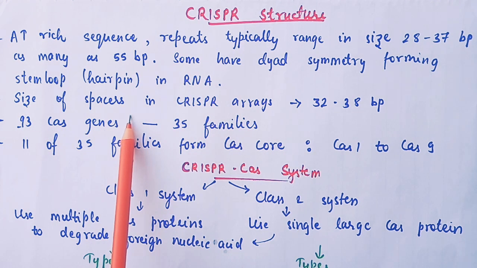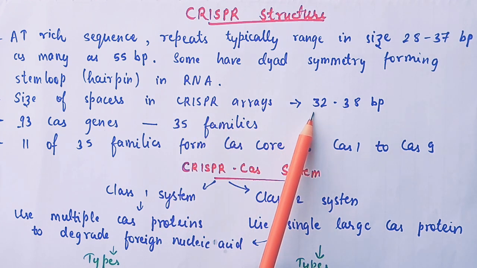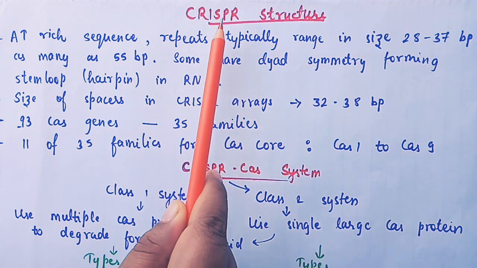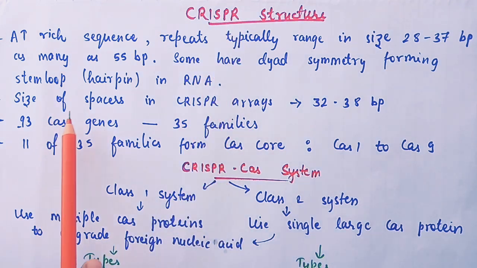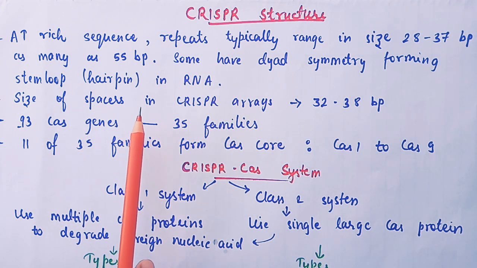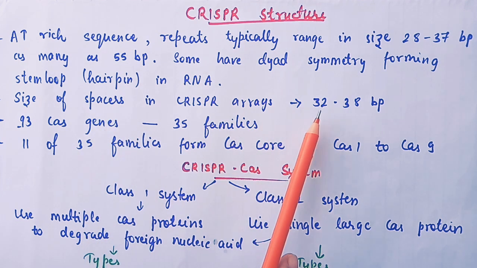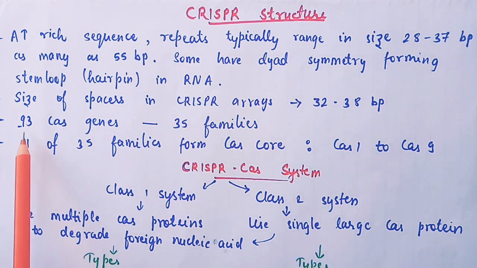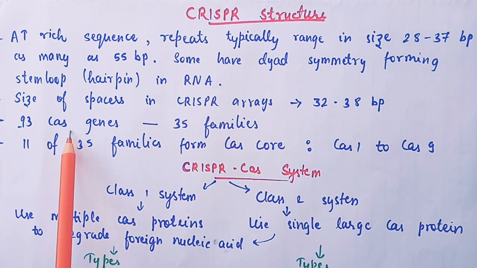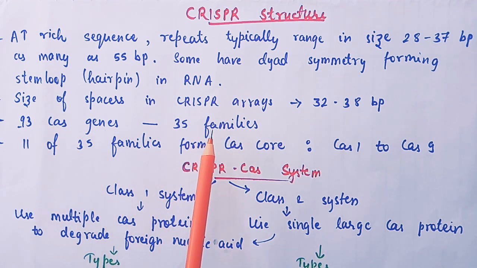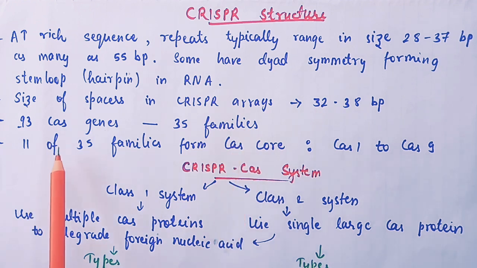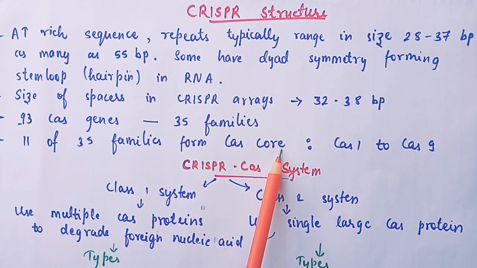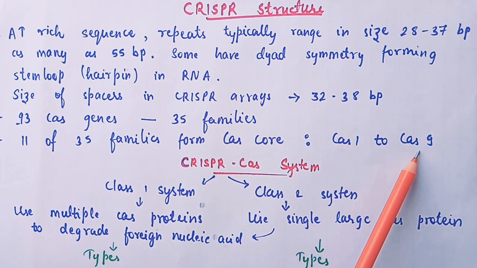The size of the spacers in CRISPR arrays is 32 to 38 base pairs. It is seen that it is a repeated sequence, so there are many spacers in the CRISPR sequence. Total there are 39 Cas genes. These genes are considered under 35 families, and 11 of these 35 families form the Cas core, that is Cas1 to Cas9.